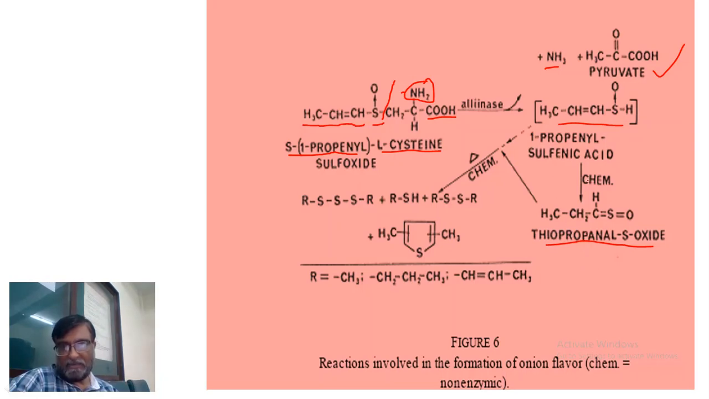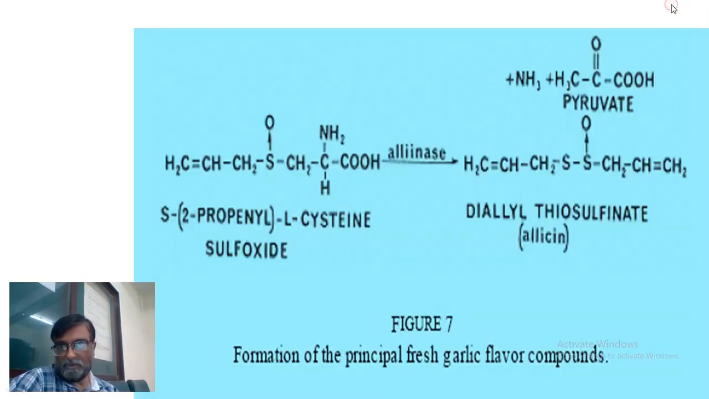So it's a chemical process. All of these, the presence of 1-propenyl sulfenic acid and S1 propenyl allyl sulfoxide, are present in the onion. And if you are making an artificial onion flavor, you have to focus on this compound and S1 propenyl L-cysteine sulfoxide to make the artificial flavor of the onion. So this is important.